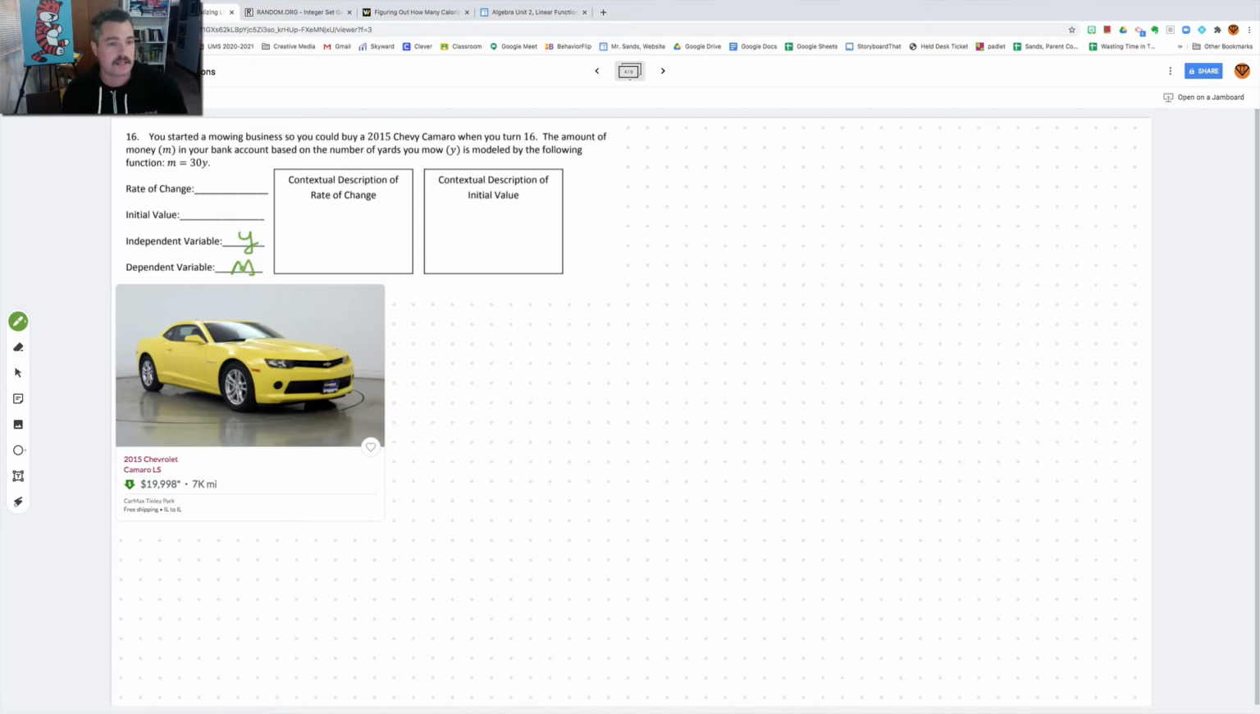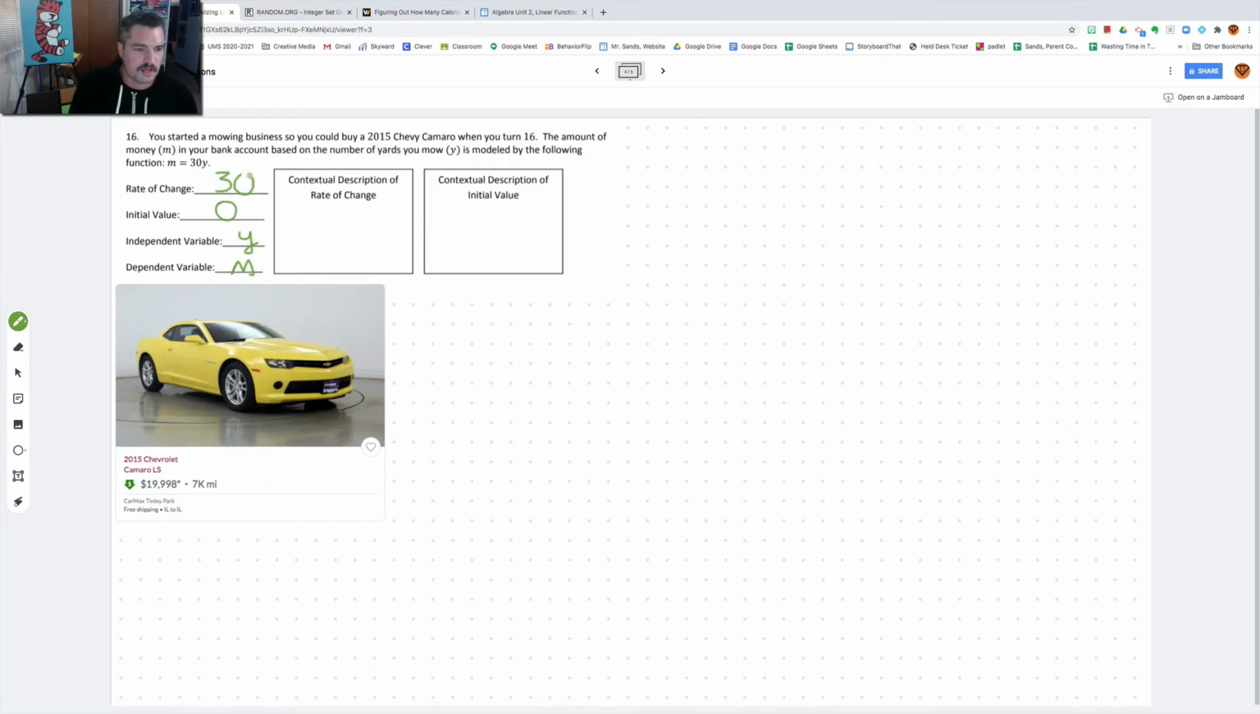That also makes sense. We actually don't have an initial value right here because there's no plus or minus anything, so that leads me to believe that our initial value is 0. We must have a goose egg, a big fat nothing in our bank account right now, which is why we need to mow these yards in a hurry if we're going to make enough money to buy this car. Rate of change, well, that's just going to be the number that's in front of the independent variable. So if our independent variable is Y, we know our rate of change is 30.